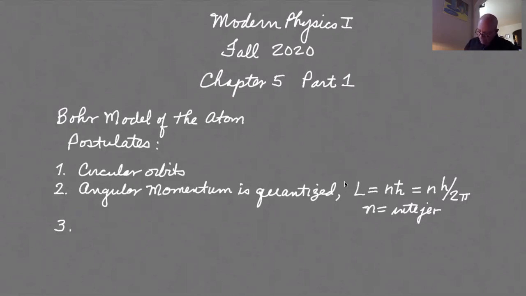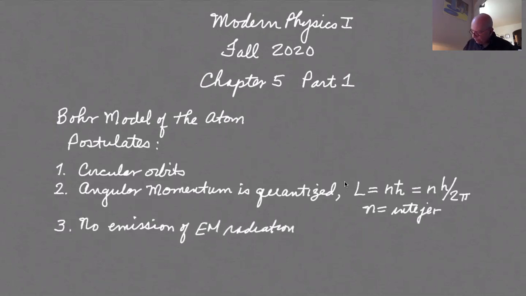Three is that even though the electron is in circular orbit around the nucleus and hence accelerating, through radial or centripetal acceleration, there's no emission of electromagnetic radiation when in a stationary orbit.